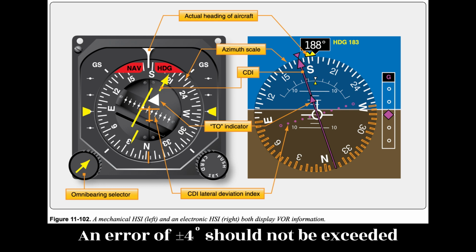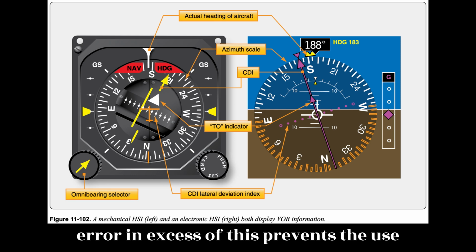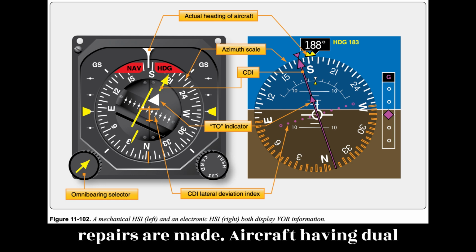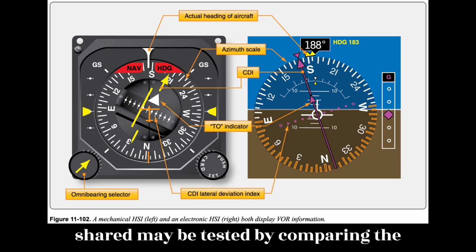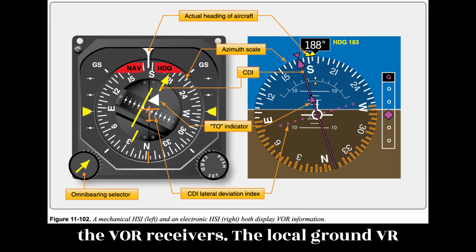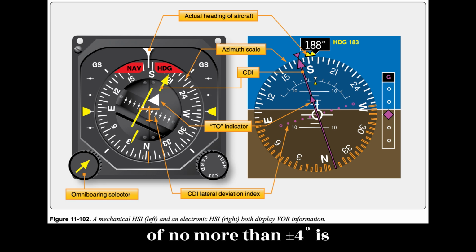An error of plus or minus 4 degrees should not be exceeded when testing a VOR system with a VOT. An error in excess of this prevents the use of the aircraft for IFR flight until repairs are made. Aircraft having dual VOR systems where only the antenna is shared may be tested by comparing the output of each system to the other. Tune the VOR receivers to the local ground VOR station. A bearing indication difference of no more than plus or minus 4 degrees is permissible.